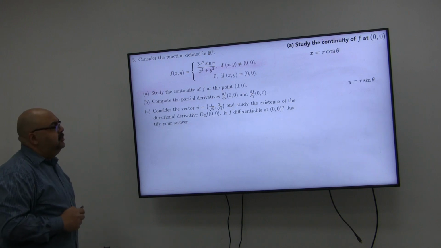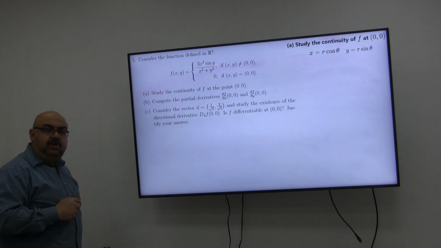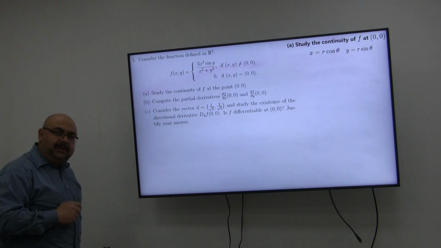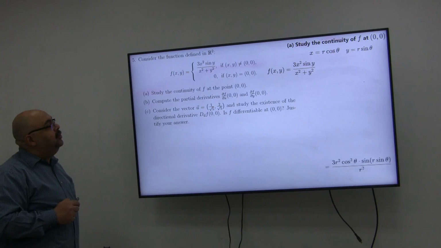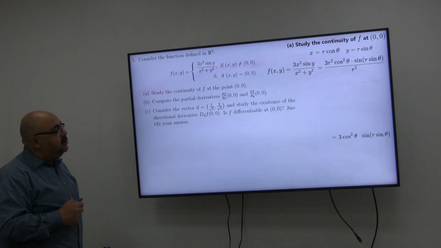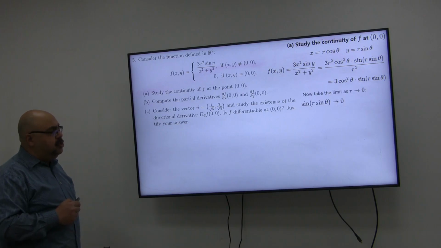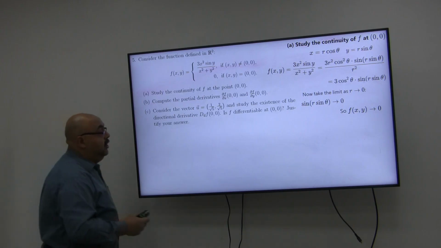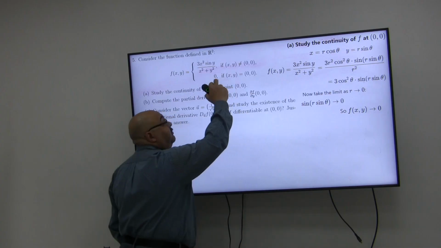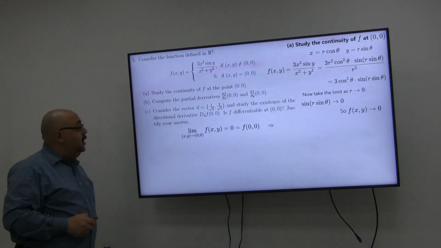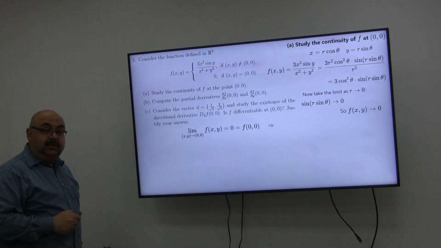Study the continuity. I will change to polar coordinates, r cosine theta, r sine theta, which is much easier to do. Once you do this, this is going to be the substitution. It's going to be 3 cosine squared theta sine theta times r, which tends to 0 as r tends to 0. The value is going to be equal to 0, and the function is equal to 0. If you remark, the limit of the function is equal to the value by definition, so it is continuous. Once more, as I told you, it is continuous.